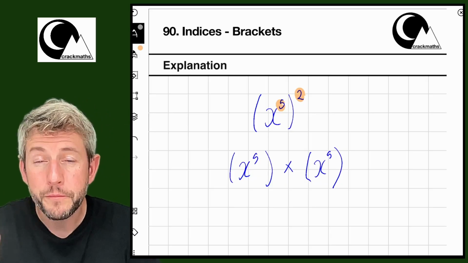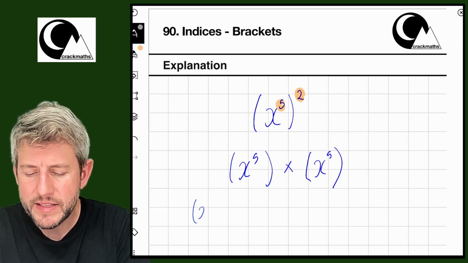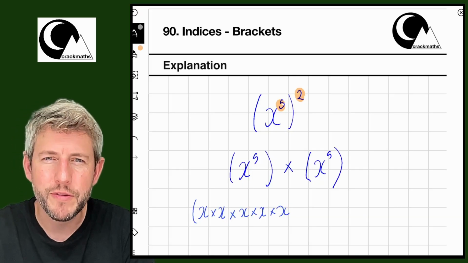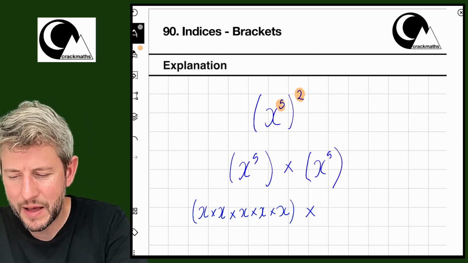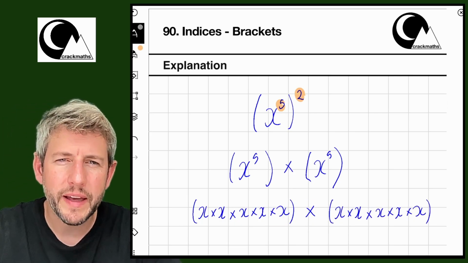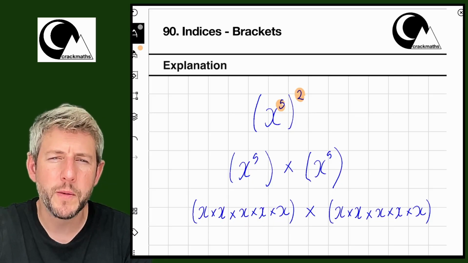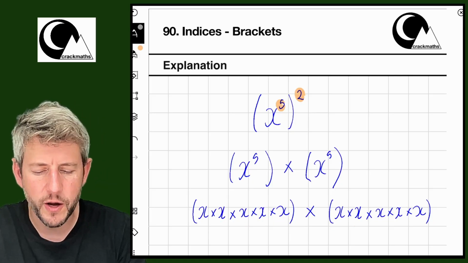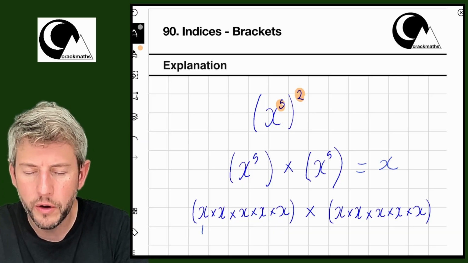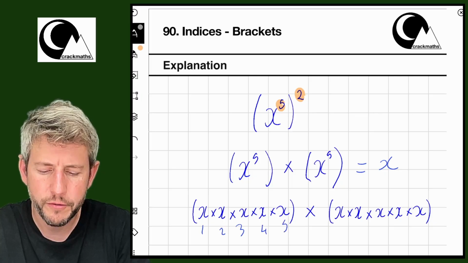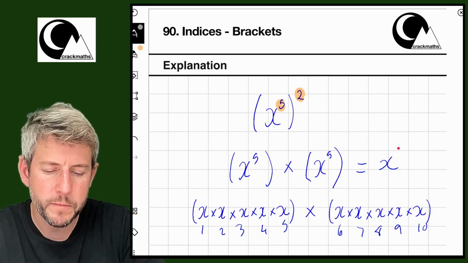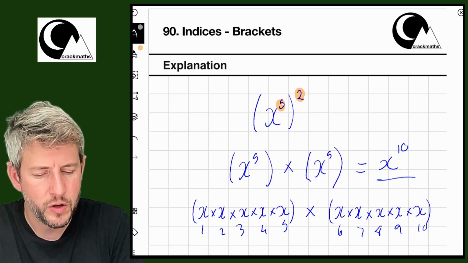So when we see that 2, that means we've got x to the power of 5 times x to the power of 5. Now, x to the power of 5, you'll probably know, means x times x times x times x times x. 1, 2, 3, 4, 5. And then we're timesing that by that again. So let's just copy and paste this over here. So what we're getting here is x times itself 5 times, and then x times itself another 5 times. And essentially what this is going to give us is x to the power of 1, 2, 3, 4, 5, 6, 7, 8, 9, 10. Okay, so this becomes x to the power of 10.